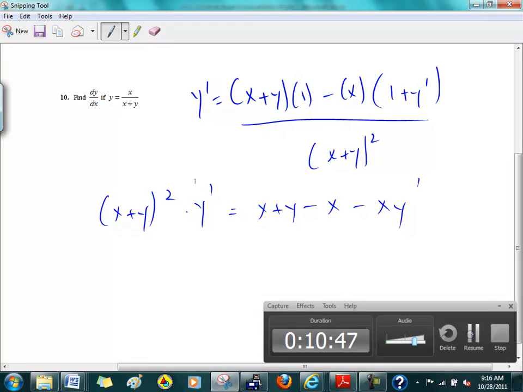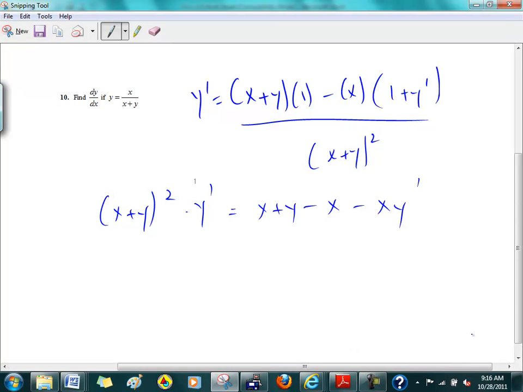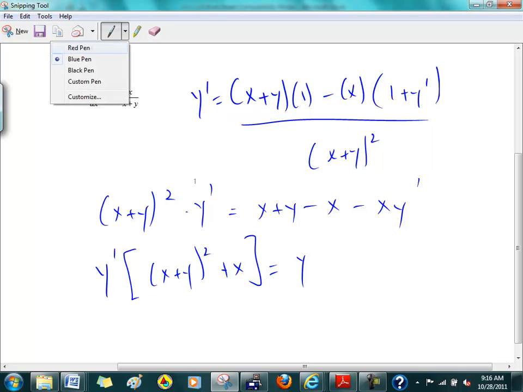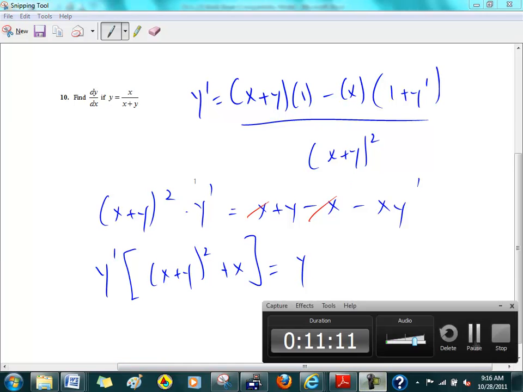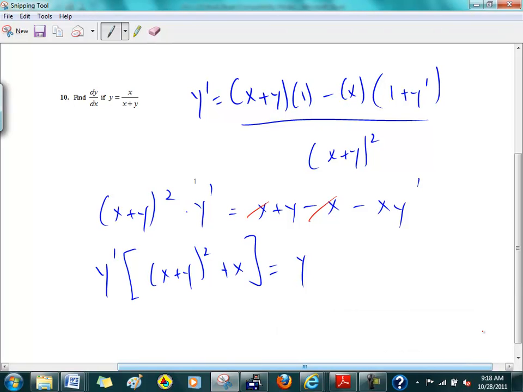Okay, so now you want to bring all the y primes on one side. And then I'm going to skip a step here and you guys catch up with me. What do we do? Carmen? This is what I want. Exactly. Divide by what's in the brackets.